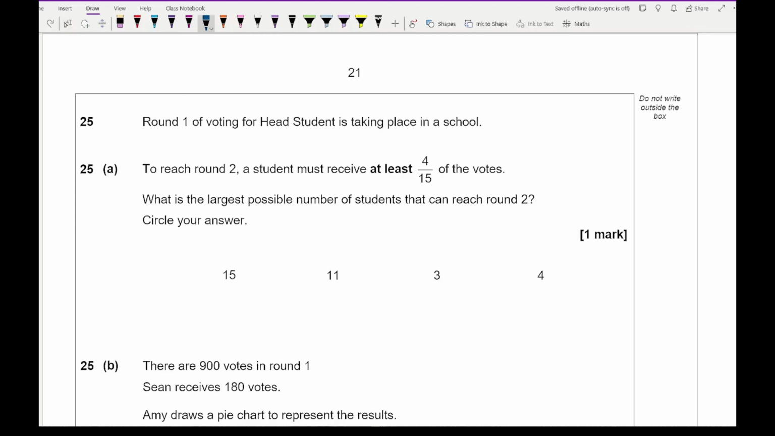Now for this, all we need to do is see how many 4s go into 15. Because this fraction has been simplified, the smallest number of pupils it can be is 15. So we then need to see how many 4s go into 15, and that's going to give me an answer of roughly 3. So there is our answer that we need to circle.